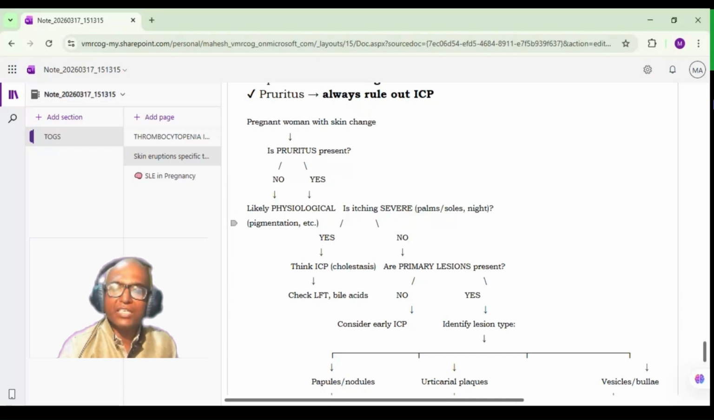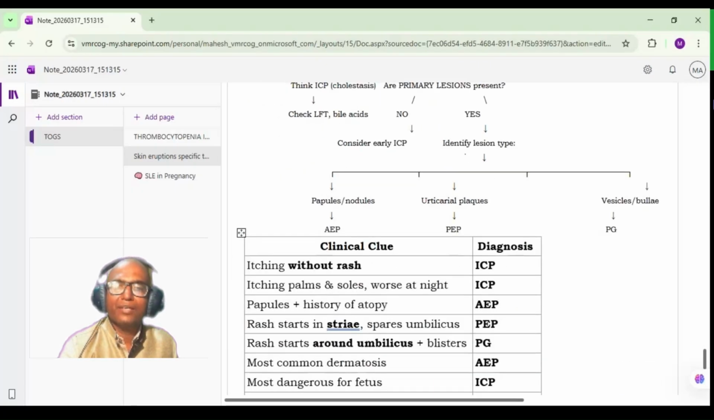If the itching is not severe, then you have to look for any primary lesion, what type of lesion you have. If you have the lesion, then what is the nature of the lesion, whether it is papules or nodules. If it is papules or nodules, then it may be atopic eruption of pregnancy. If it is urticarial plaques, then it is a polymorphic eruption of pregnancy. If it is a vesicle or bulla, then we are dealing with the pemphigoid. Okay, so these are the things which are there from SBA point of view.